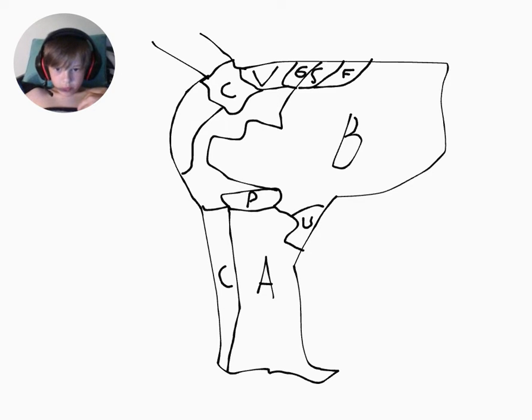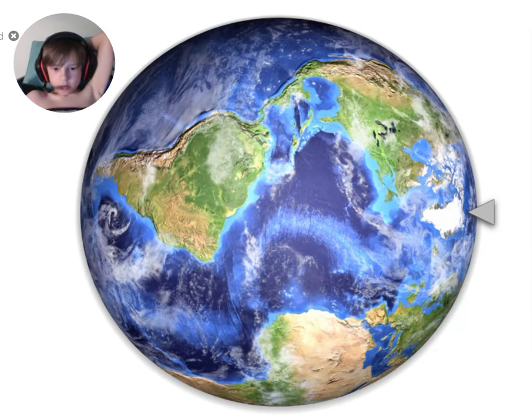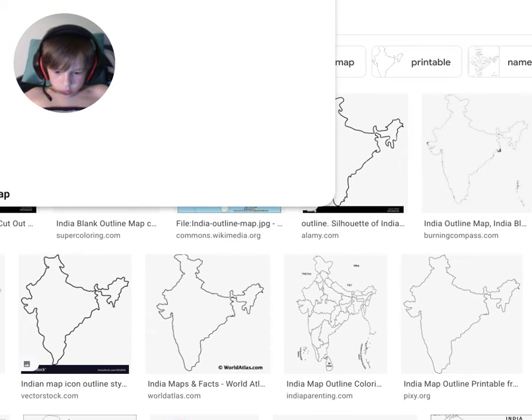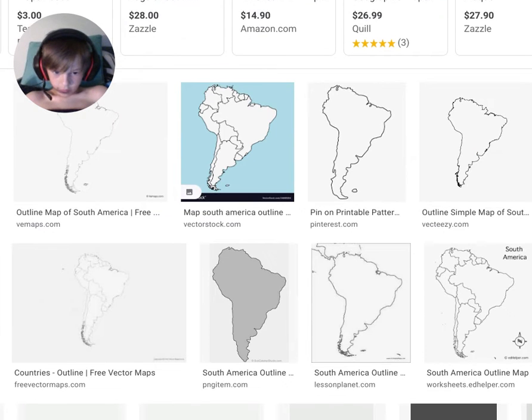Oh, wait. No, I did Peru wrong. Ecuador. And then Peru. Ecuador, and then I guess I just take away this line. Is that South America? I don't know. South America outline.